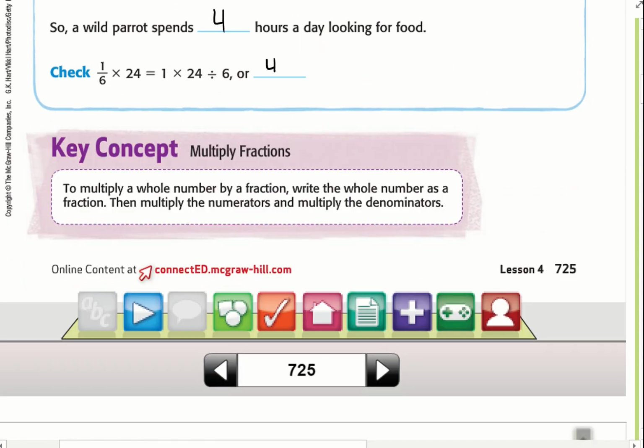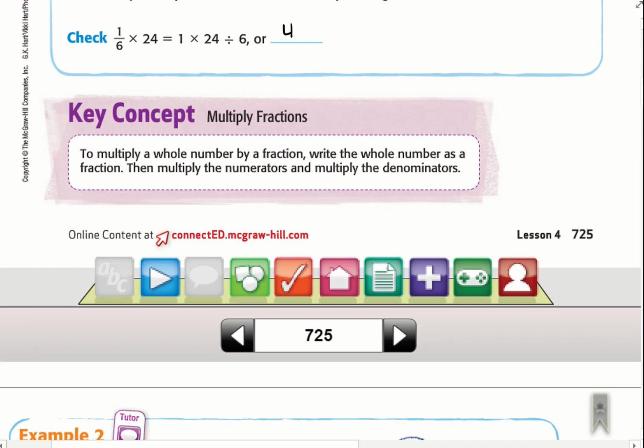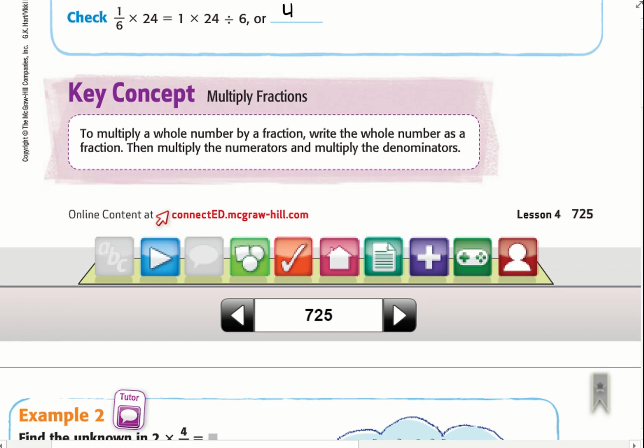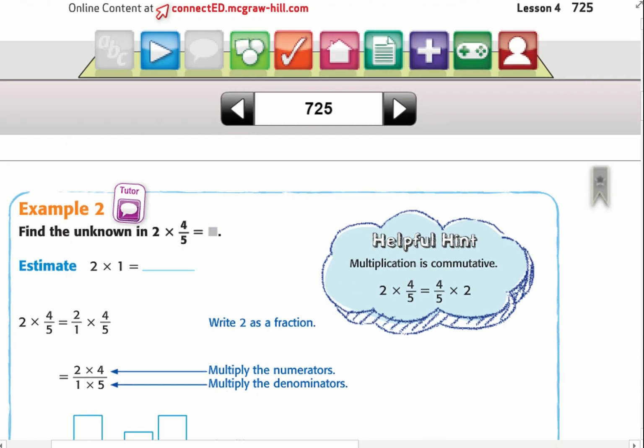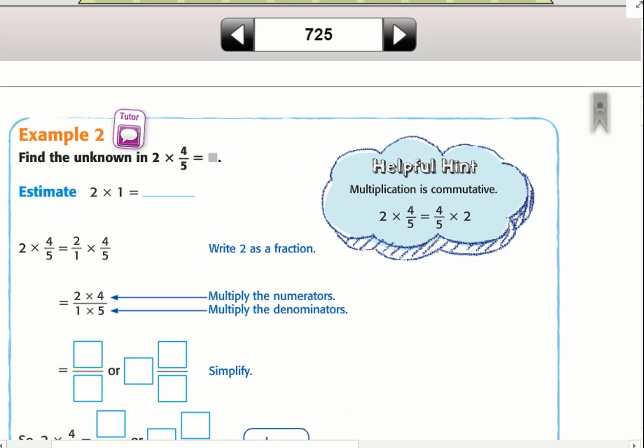Key concept. Key concepts always tell you how to solve. So to multiply a whole number by a fraction, write the whole number down as a fraction, then multiply the numerators and multiply the denominators. Just like we did up above and just how we're going to do now.